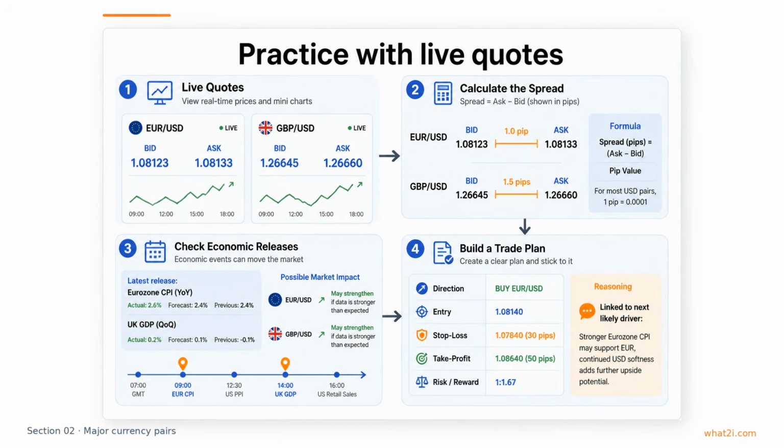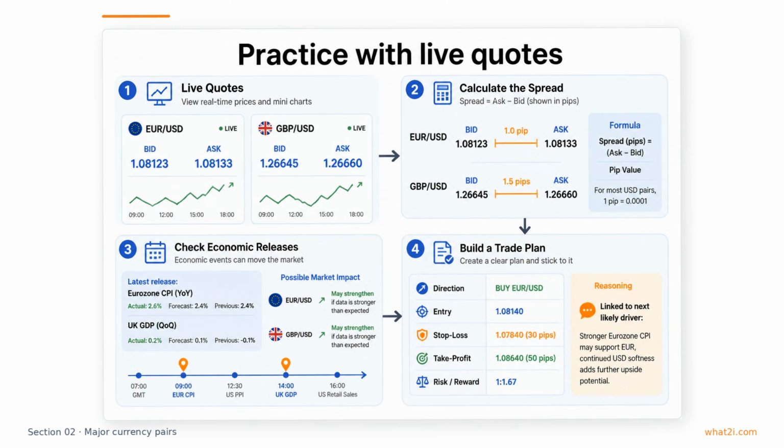A good way to build skill with major pairs is to practice using live quotes. Look at EUR/USD and GBP/USD, record the bid and ask, and calculate the spread in pips. Then check the most recent major economic release and ask what it might mean for each currency in the pair. After that, sketch a trade idea with a direction, entry, stop loss, and take profit. This kind of exercise trains you to connect quote reading, cost awareness, and fundamental context. Over time, those repeated observations make the majors feel much more intuitive.